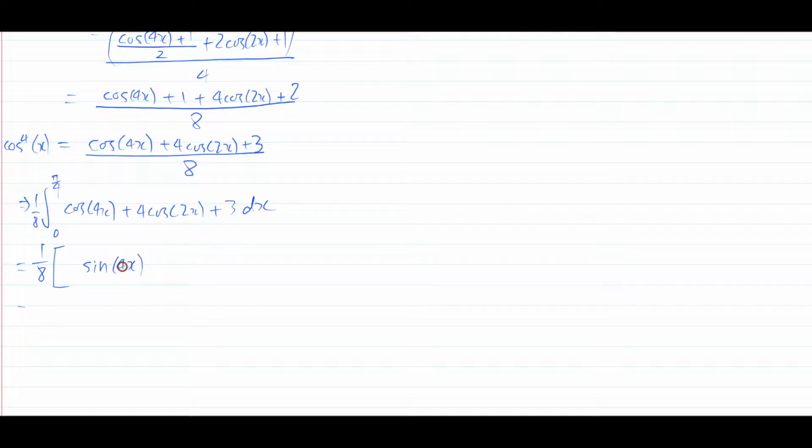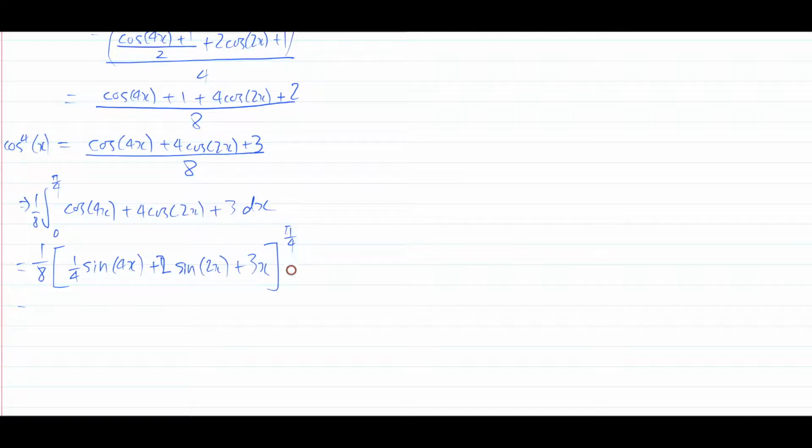Just be careful. Make sure you don't get these confused. And always have the 1 on 4, so you derive the inside and then you divide. Same thing over here. Cos 2x becomes sine of 2x, same function, but then you derive the inside, which gets you the 2, but then you divide, so it's half. 4 times half is 2, and it's a plus again. And then the 3 just becomes a 3x, okay?